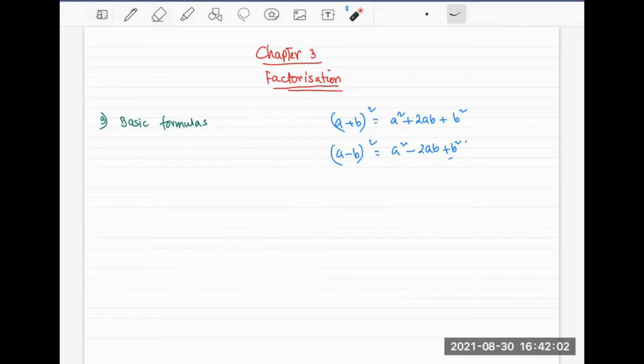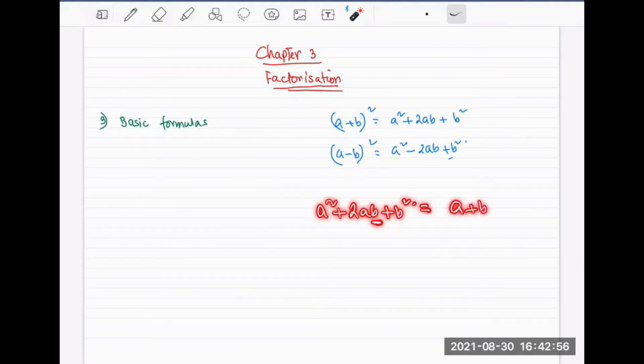But in factorization, what we are going to focus on is, we don't want expression from this to this. What we want is, we want this to be shortened into this. So we want the formula to be written in the reverse order. Why? Because this is factorization. A big number is broken down into smaller values, right? 3 can divide 24, 8 can divide 24. Likewise, this is a big expression. A square plus twice AB plus B square is a big expression. We want this to be shortened in terms of factors.